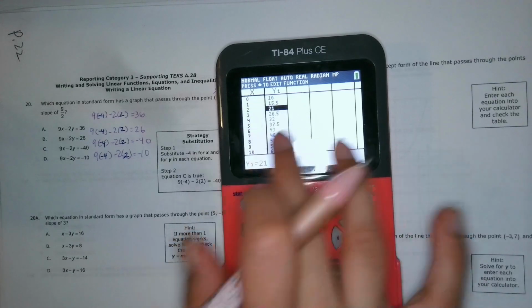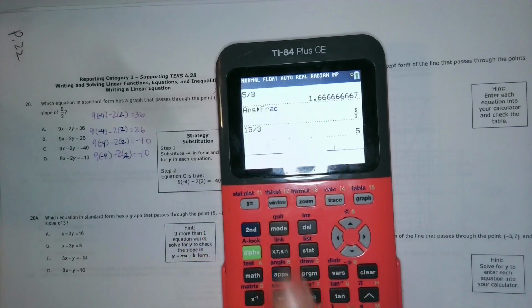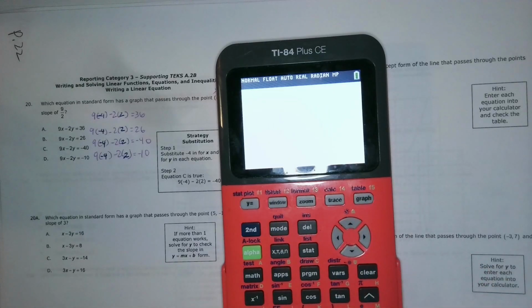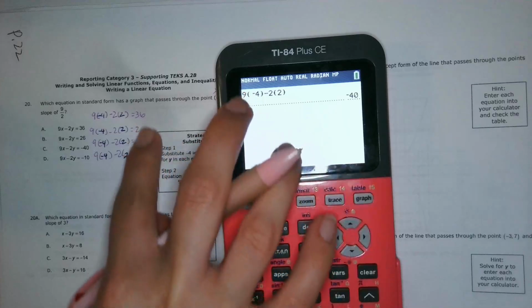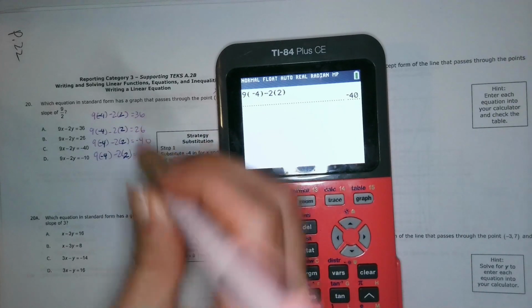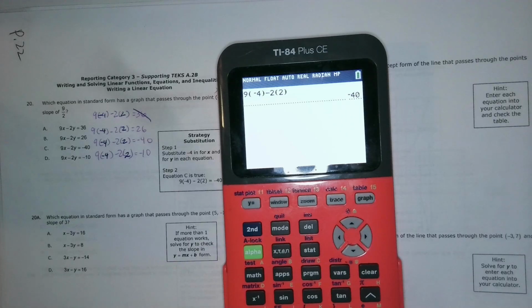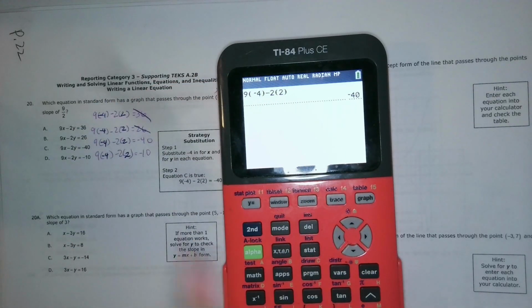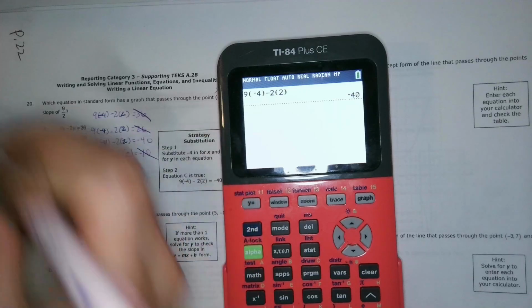So if you're stuck on the screen, click second mode to exit. And there's a lot of mess on here. Just press clear. Now I'm going to go ahead and type it in. And basically, we were putting 9 parentheses -4 minus 2 parentheses 2. And we want to see if it equals one of these numbers. It gave me a -40. That doesn't match 36. So A is out. Does it match B? C! Ding, ding, ding. And D is wrong. So the best answer is C.